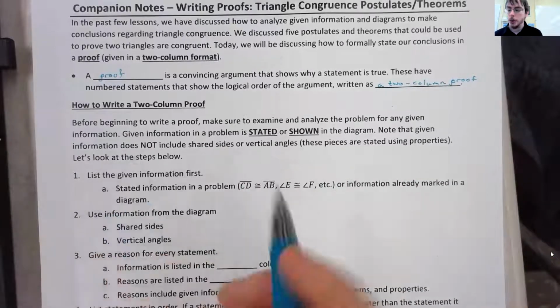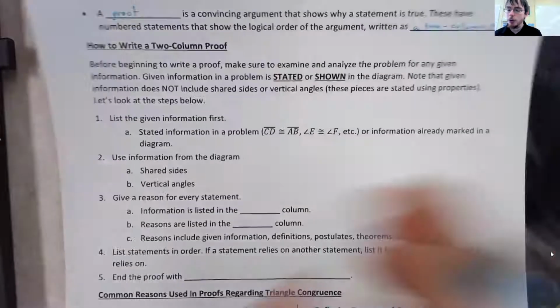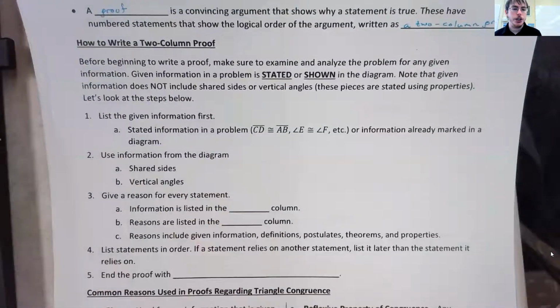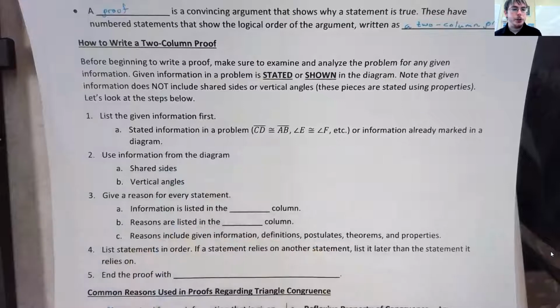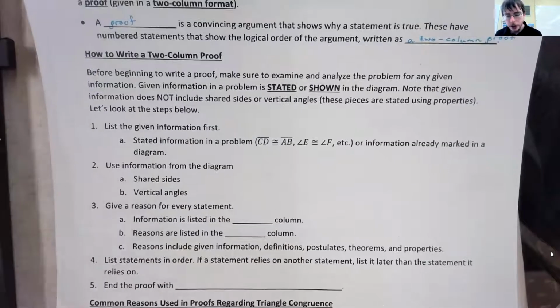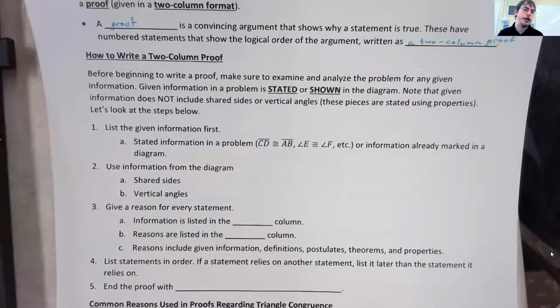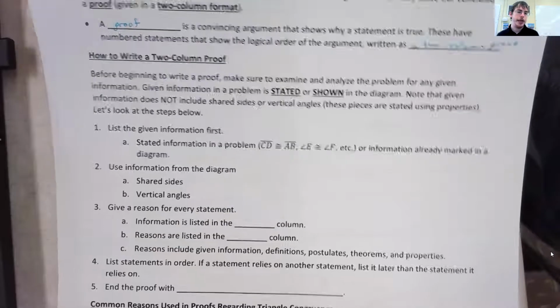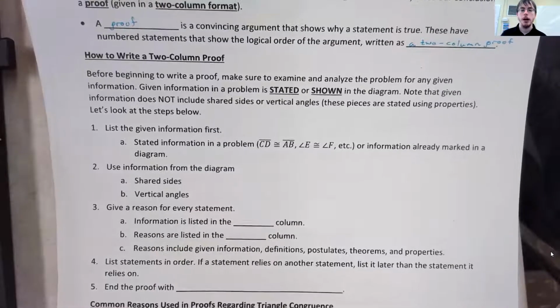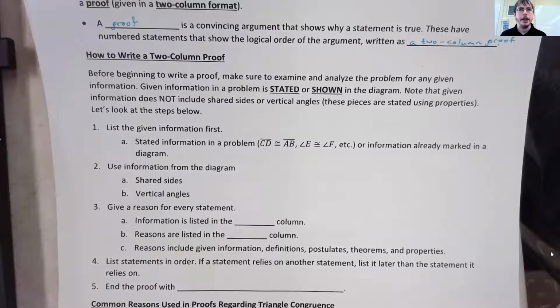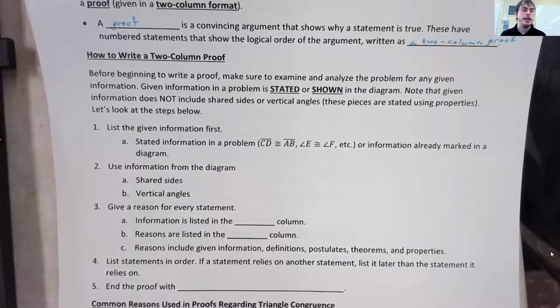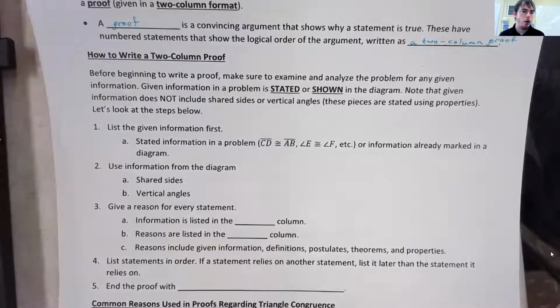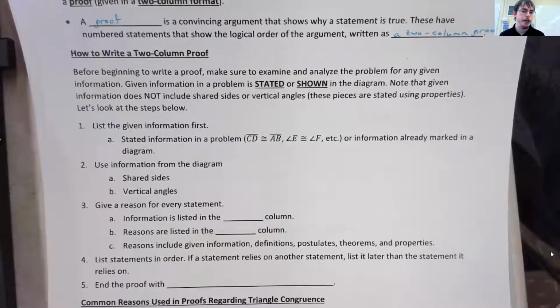Let's look at the steps below. So our first step here is we want to list any given information that is given to us first. That's the stuff we're going to list first. We're always going to list our given information. And this is similar to when I ask you guys to look at a problem and I say, hey, what is the information that's given to you in the problem? That's always the first thing that I ask you guys.